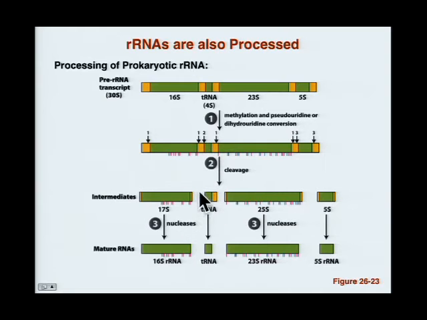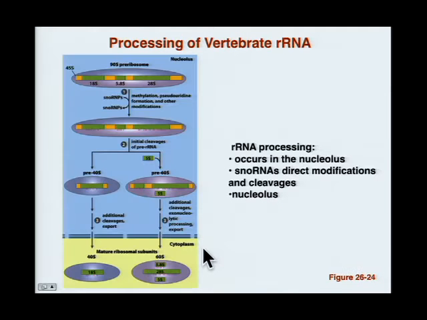After those modifications, we can then endonucleolytically cleave out these introns. And then we can use exonucleases to trim out the remaining bits, so we're left with the mature ribosomal RNA. Similar things can be done in a vertebrate ribosomal RNA. That was prokaryote, what we just saw. This is vertebrate. We can modify the RNA and methylate and so forth, cleave endonucleolytically, and then trim the extra segments with exonucleases. Okay, and so that's the same type of thing.